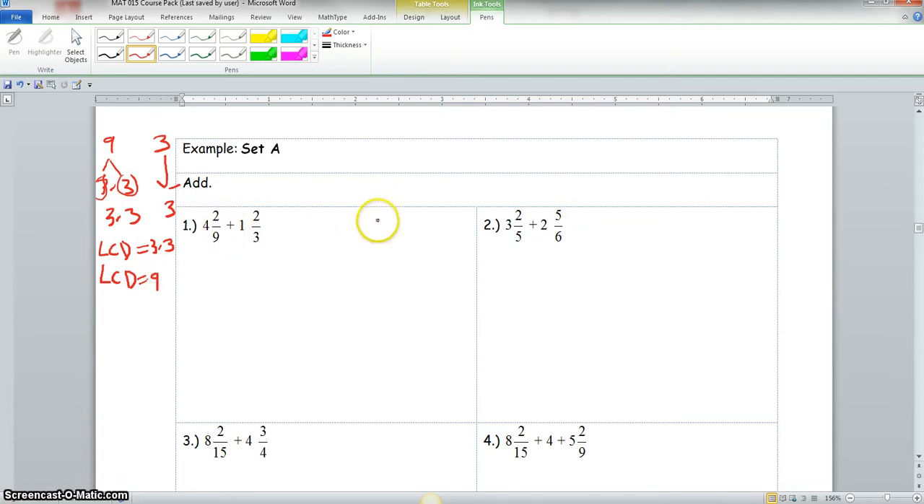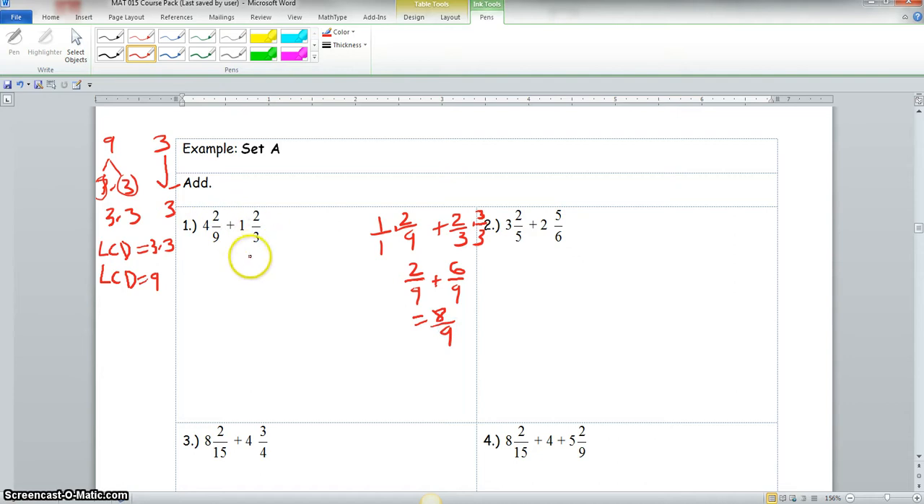So now, what I want to do off to the side, I just want to write the fractions. I'm not going to deal with the whole numbers yet. So our common denominator is 9. Now we know 9 divided by 9 is 1, so we'll multiply our numerator and denominator by 1. And 1 times 2 is 2, so that gives us 2 9ths. Now here, 9 divided by 3 is 3. Multiply our numerator and denominator by 3. 3 times 3 is 9, 2 times 3 is 6. Now we add them together, and that gives us 8 9ths.